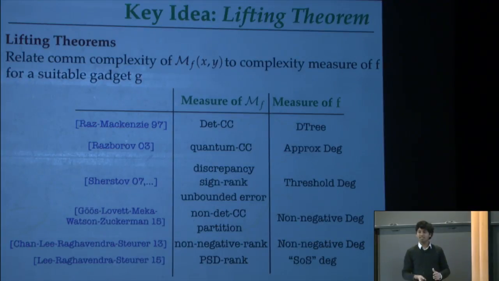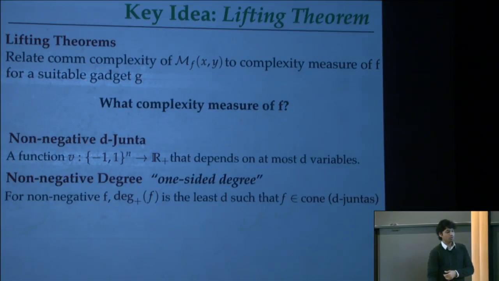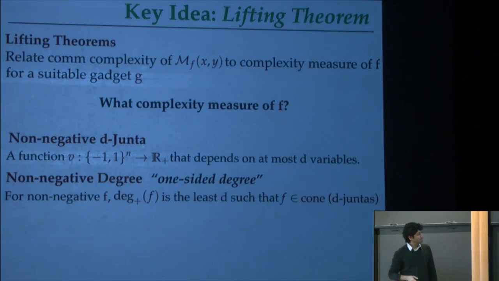The point I want to make is that relating some measure of M_f to some measure of the function f is a task that has been done many times, and we understand many related aspects of this task. So coming back to our question, what do we want to do? Well, we want to understand the non-negative rank of this matrix M_f, and we want to relate it to some complexity measure of the function f, for some suitable gadget g. So what complexity measure of f are we going to use is the next question.